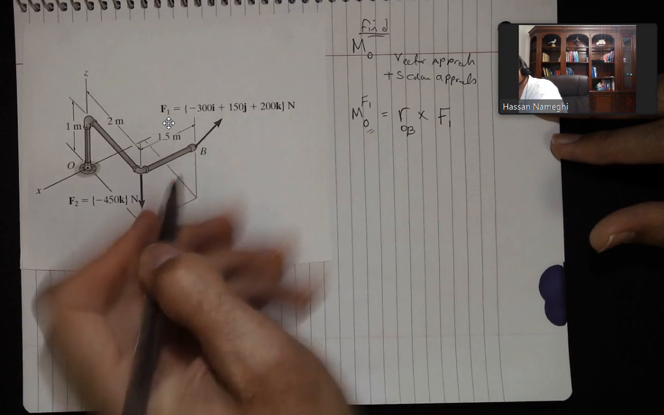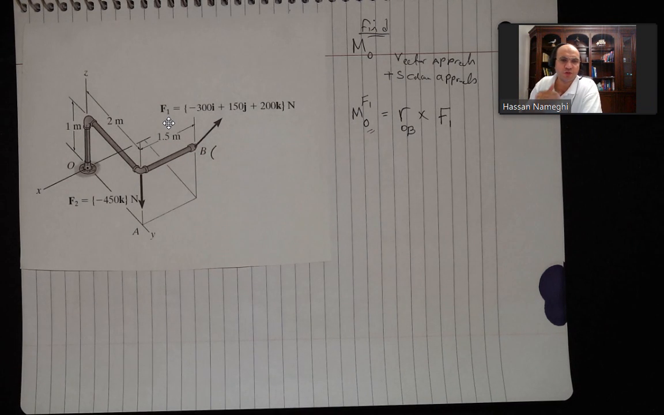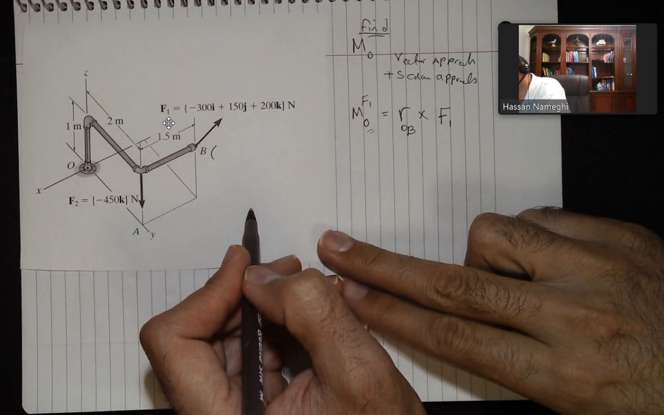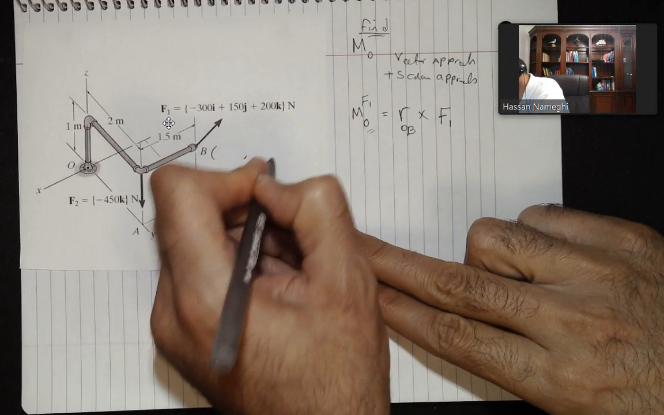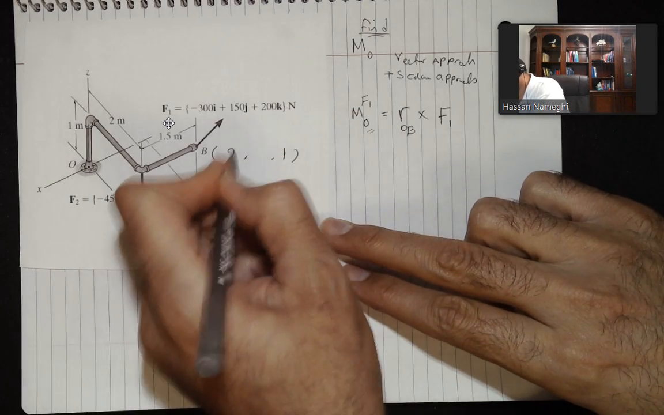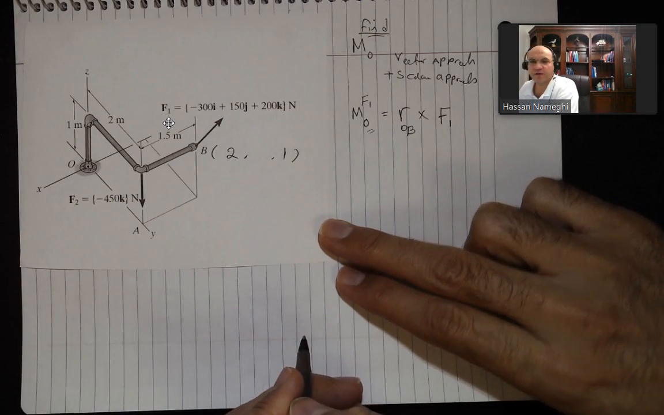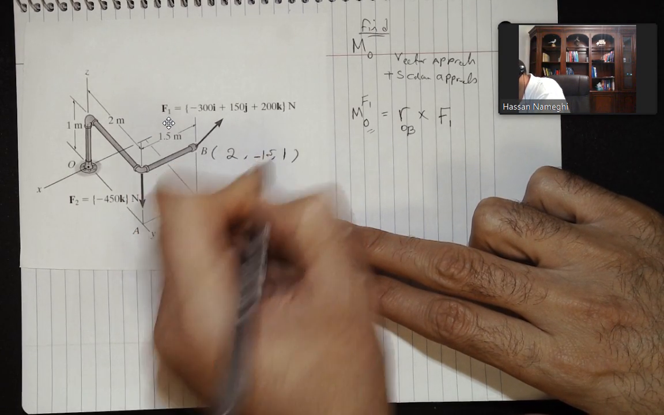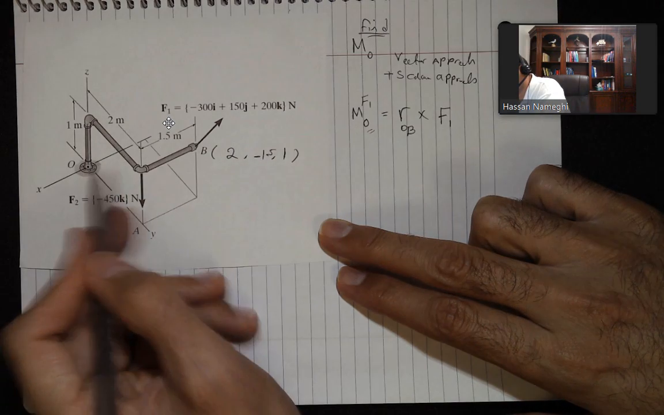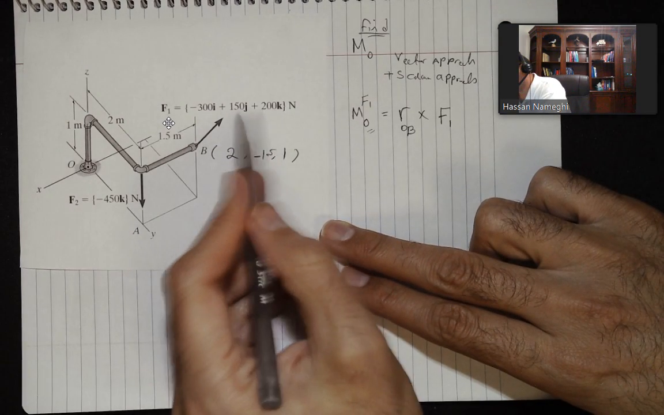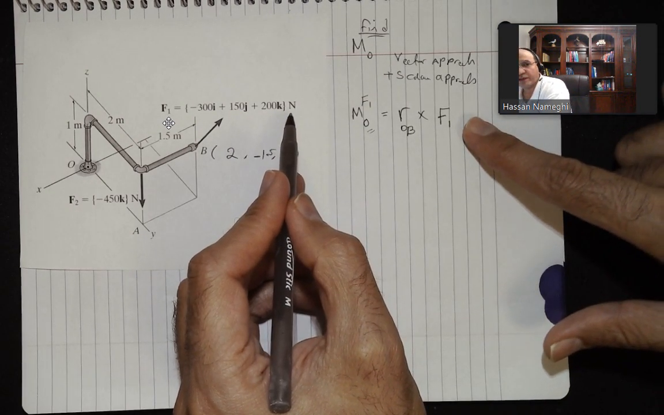I need to find the coordinate of point B. Can you help me with that? How much is the coordinate of point B? Okay, the Z is 1, right? 2. Very good. Negative 1.5, and 1, right? So that's where ROB is. Then F1 is already given to me in that format. That makes my job very easy.